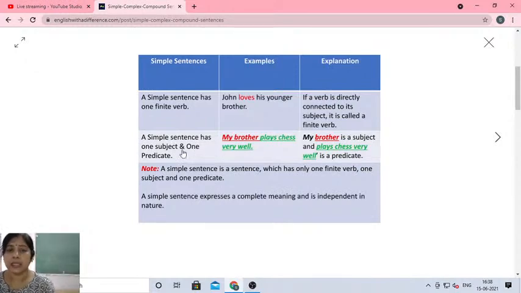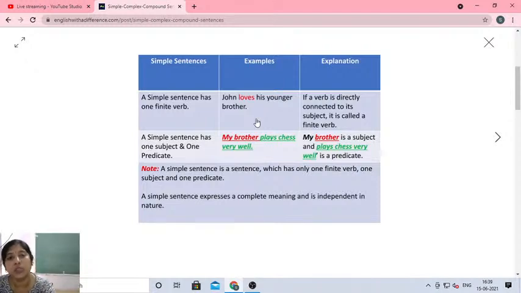A simple sentence has one subject and one predicate. In John loves his younger brother, John is the subject because it is a noun, and loves his younger brother is the predicate. Next example: My brother plays chess very well. My brother is the subject and plays chess very well is the predicate. How many finite verbs do we have here? Only one finite verb.